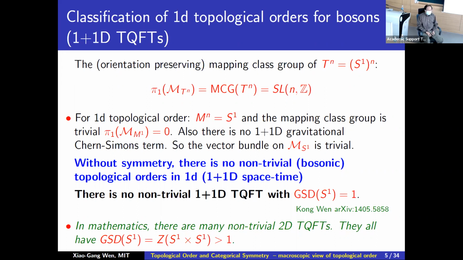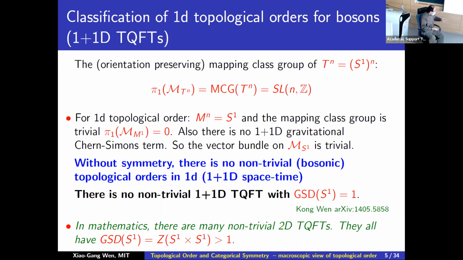also there's no gravitational term. So actually, in one plus one dimension there's no topological order. That's it. If this conjecture works, there's no topological order. However, if you search the literature, there's a lot of discussion of one plus one dimensional TQFT. So there's a non-trivial one plus one dimensional TQFT.